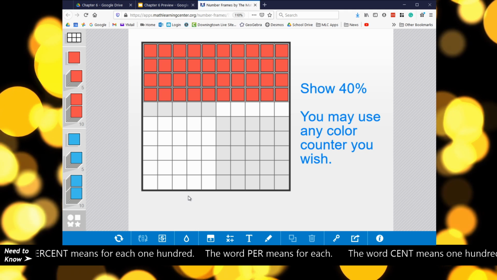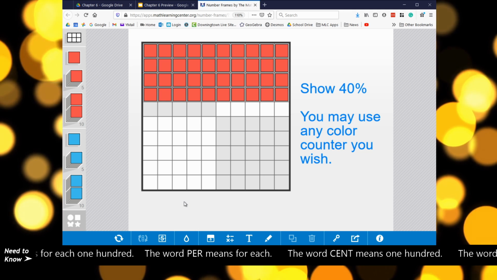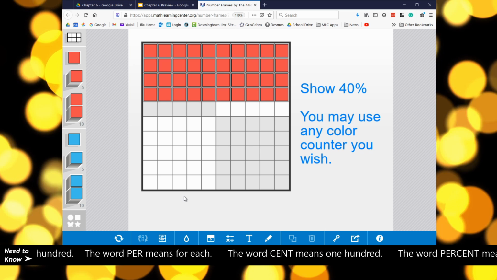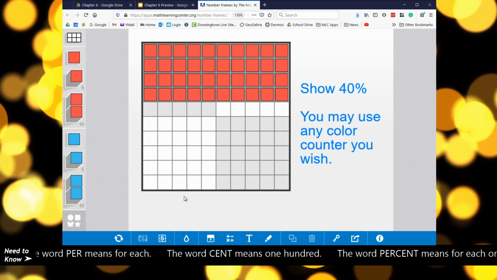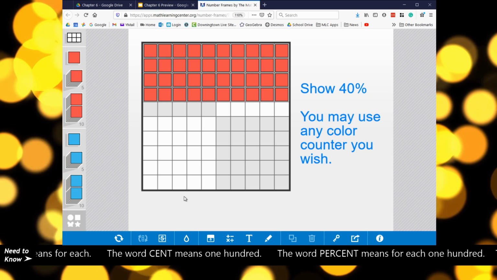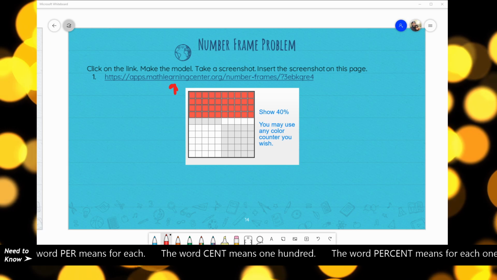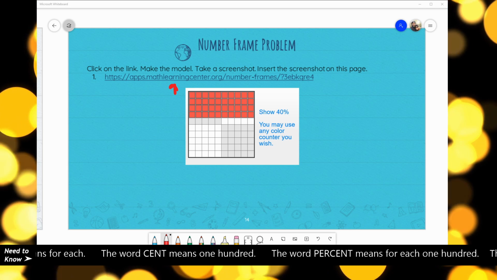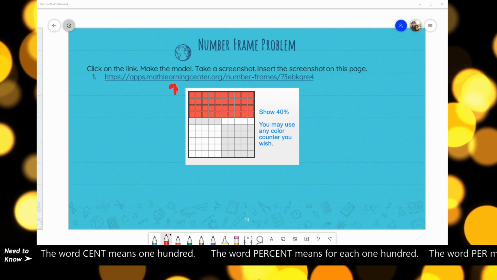Then what you need to do is take a screenshot, and then you're going to paste it into the Google slide on the blue slide for that problem. So there are 4 of them. They each have a different link. You're going to do each problem, take a screenshot, put it on the blue slides. So this is what the finished product will look like. And after you complete the 4 blue slides, you're good to go. Let me know if you need any help.